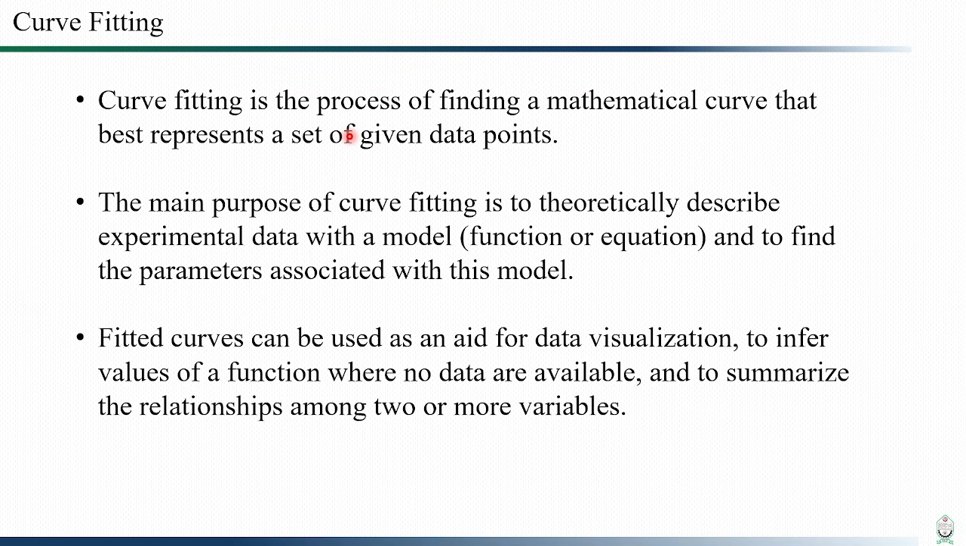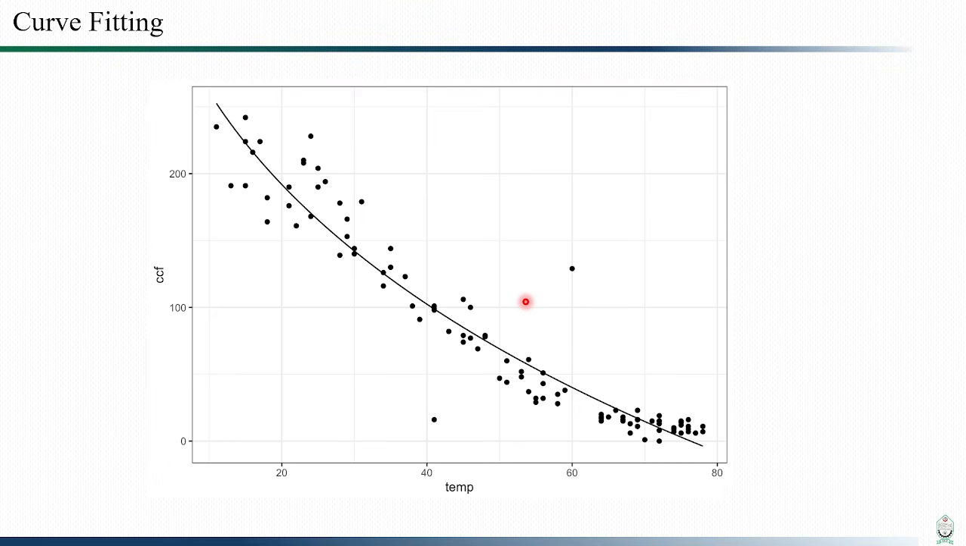Curve fitting is basically the process of finding a mathematical curve or mathematical function that best represents a set of given data points. The main purpose of curve fitting is to theoretically describe any set of experimental data with a model, which is preferably a function. If it is a function, then it has a mathematical equation so that we can describe any given data points more precisely and more logically. And after the curve fitting has been done, we can manipulate or process the set of data points with more precision for our future uses.